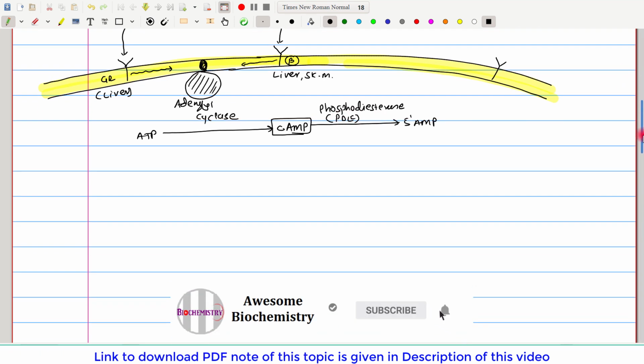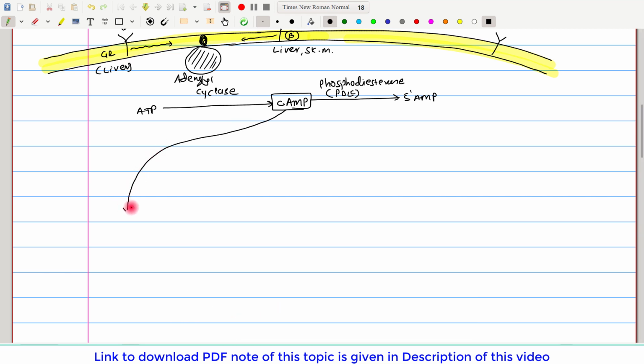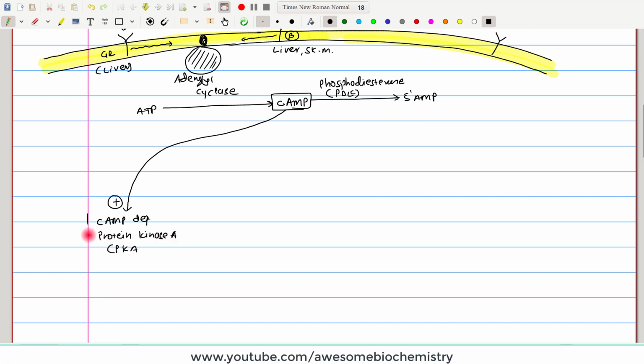Now, why is this cyclic AMP very important? The reason is that cyclic AMP stimulates cyclic AMP dependent protein kinase A, and it is often abbreviated as PKA. Now, this enzyme is very important as far as glycogen metabolism is concerned.